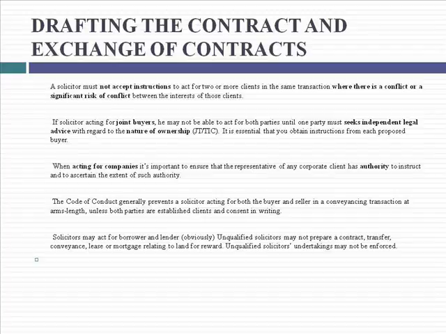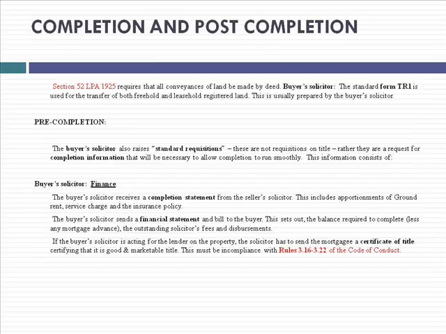Solicitors may act for borrower and lender. Obviously, unqualified solicitors may not prepare a contract, transfer, conveyance, lease, or mortgage relating to land for reward. Unqualified solicitors' undertakings may not be enforced. Section 52 LPA 1925 requires that all conveyances of land be made by deed.